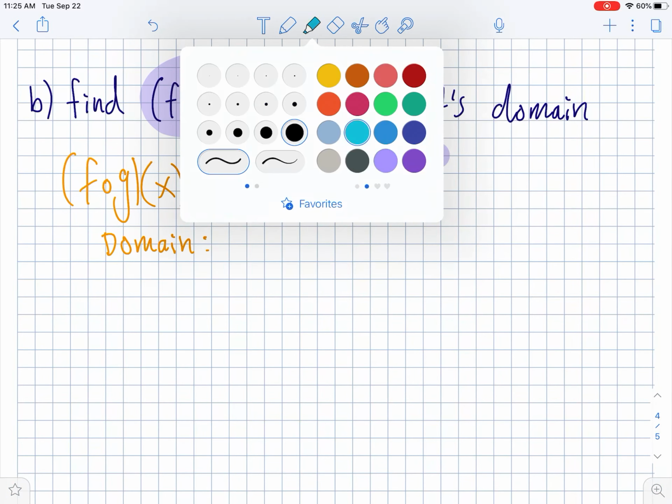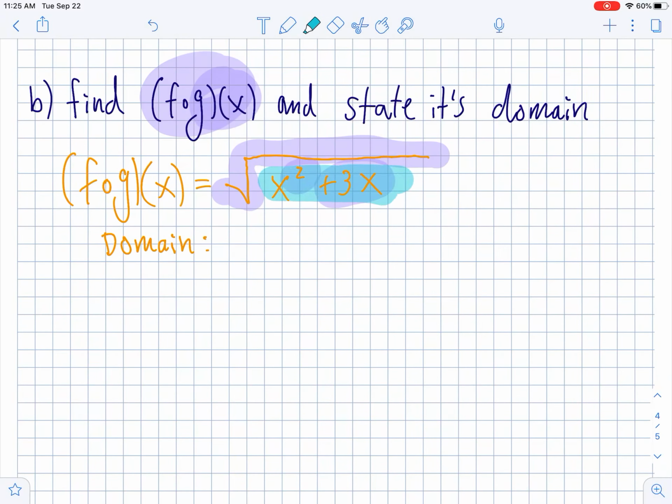You guys, the inside of the square root, this x squared plus 3x, cannot be negative. So I set up a little inequality saying that x squared plus 3x has to be greater than or equal to 0. I'm not sure how you guys solve this in AGS. There's a few different methods, but I'm going to teach you one that I've come up with over the years called zone testing.